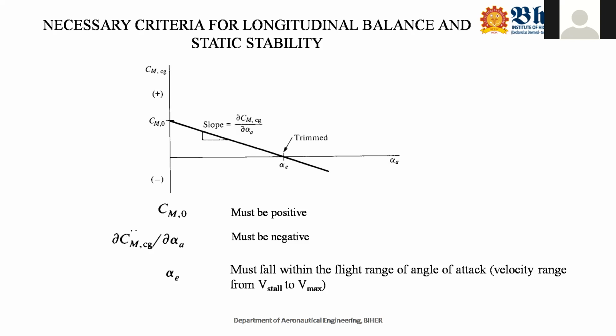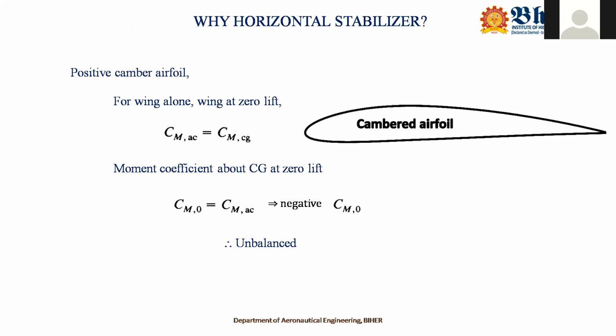So like your trimmed angle of attack plays an important role. You have to ensure that it falls within the flight range of angle of attack in order to get a balanced condition. Yes. So that is what about the criteria. And now coming to the, what is the necessity for the horizontal stabilizer? In the previous case, you understood how to maintain the longitudinal static stability. When it is possible for a pilot to maintain the longitudinal static stability just with the wings, then what is the necessity for a horizontal stabilizer? What is the necessity for an elevator?